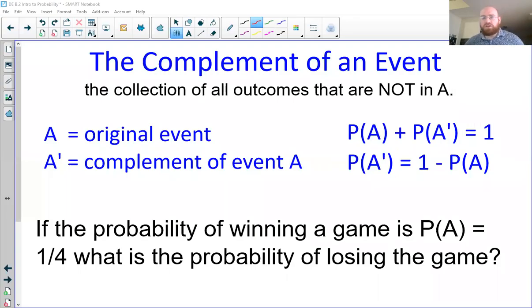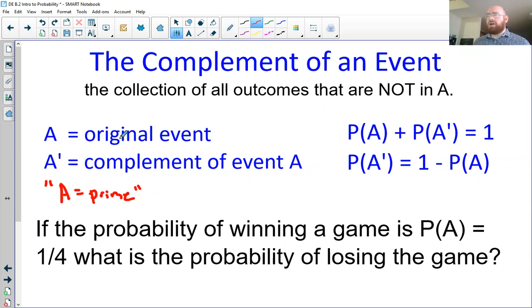So the next thing we're going to talk about are events and their complements. The complement of an event is the collection of all outcomes that are not in the event itself. So if A is the original event, then A prime, we read this A prime, is the complement of the event.